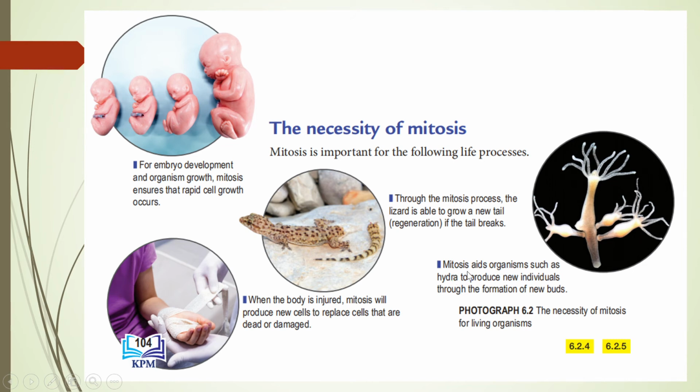Number four, some organisms such as Hydra reproduce to produce new individuals through the formation of new buds. As the Hydra matures, when it is time to reproduce, this is how it happens: new offspring bud off from the parent. So mitosis is needed in reproduction. Hydra is a multicellular organism, but paramecium and amoeba are unicellular organisms, and they also need mitosis to produce new individuals.